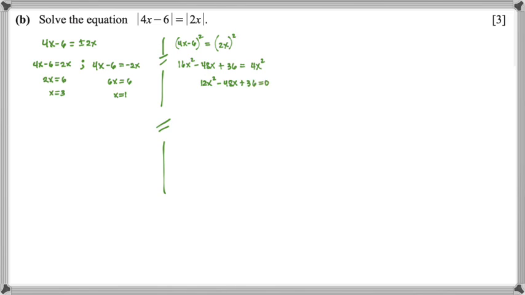Now, if we take a look at the coefficients of all terms in this quadratic equation, they are all divisible by 12. So dividing all the terms by 12 will reduce this to x squared minus 48 divided by 12, which is 4x, and 36 divided by 12 is 3, is equal to 0. And in this case, it's easier to factor instead of using the very long quadratic formula.